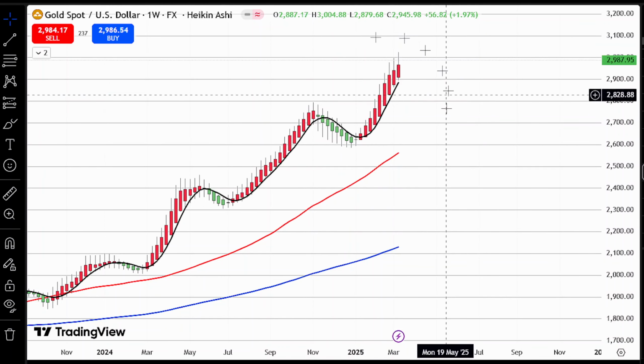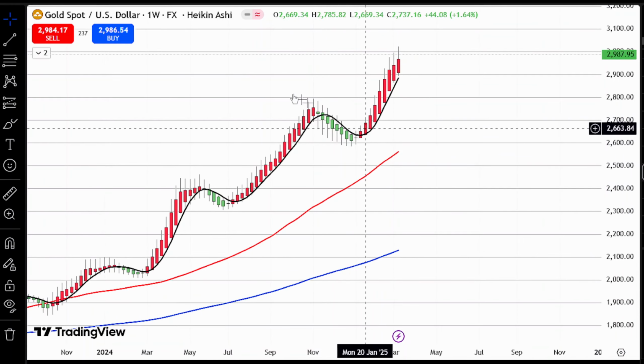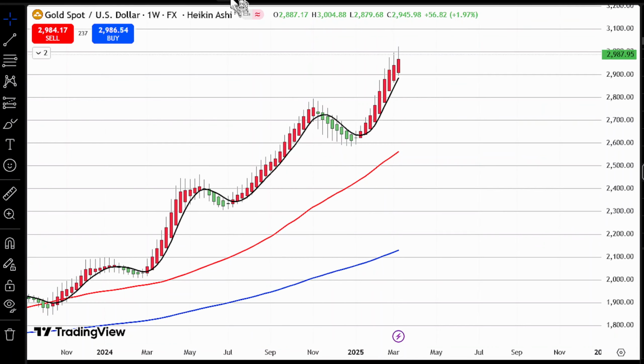This chart is a gold spot chart. As you can see here, gold spot USD. I'm using the Heikin Ashi modified chart, so it's a personal chart for me. You can use the Heikin Ashi, you can use any other lagging chart.